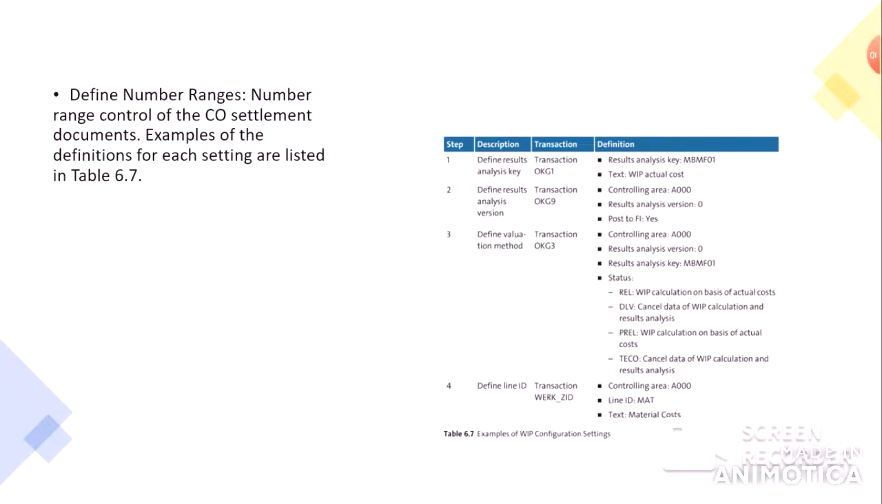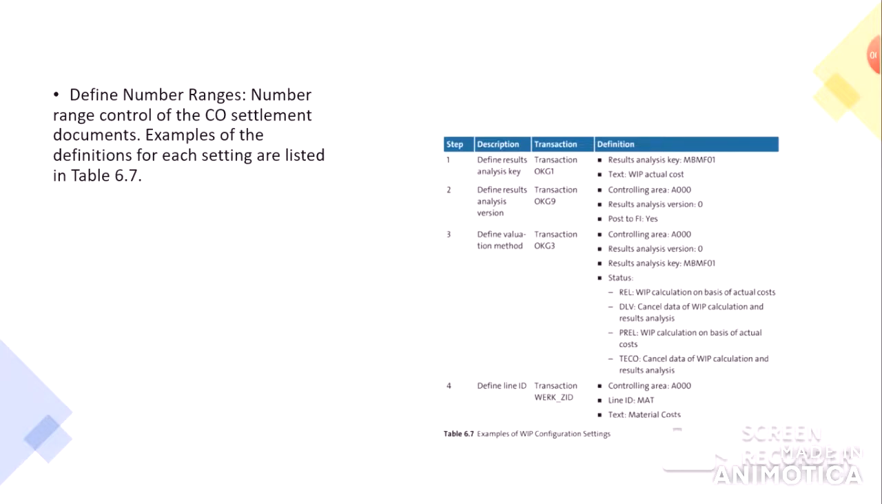Define results analysis key. The transaction is OKG1 and results analysis key MBM F01. Text is WIP actual cost. Define results analysis version, OKZ9. Controlling area, results analysis version, post to FI. Define valuation method. Controlling area, results analysis version, results analysis key, status REL, DLV, PREL, TECO.